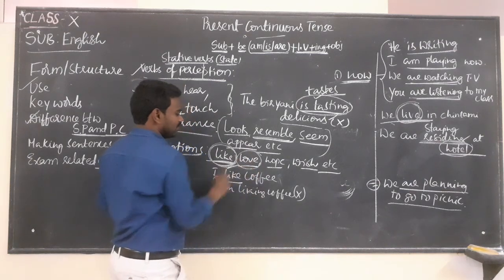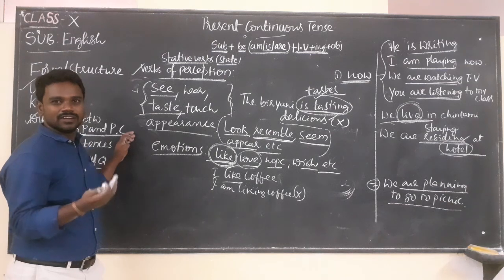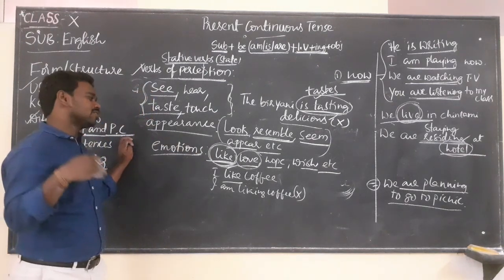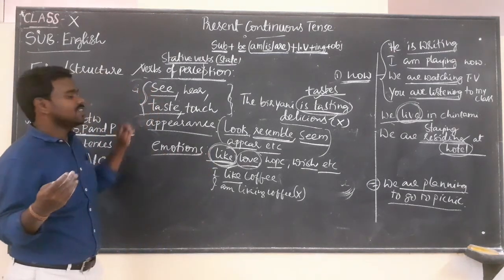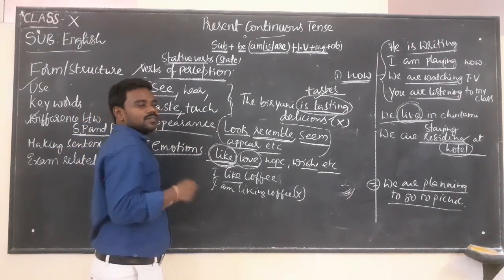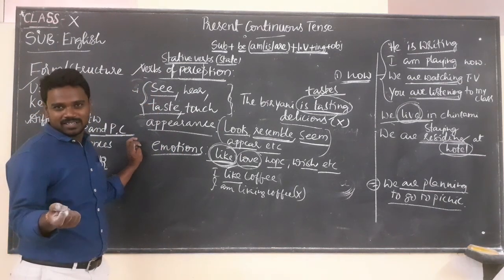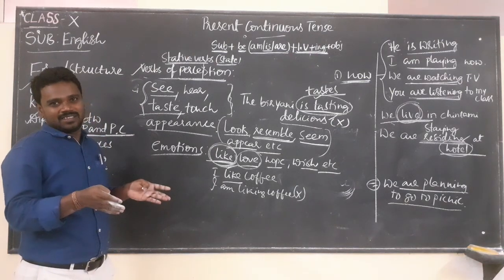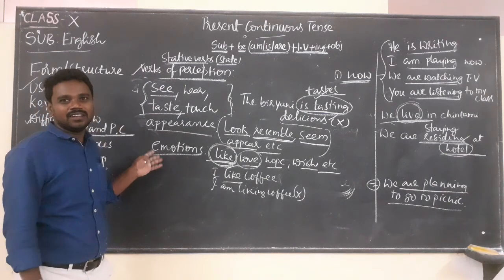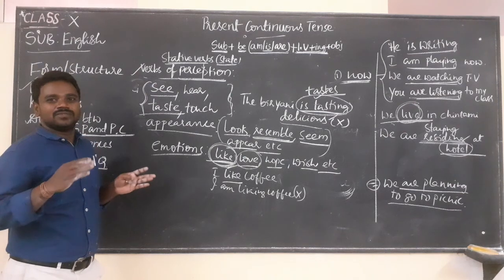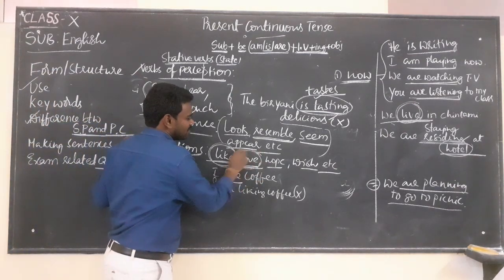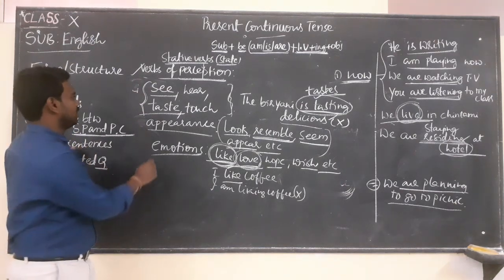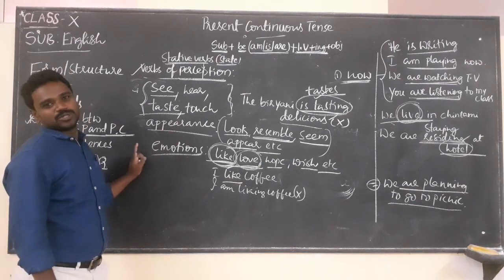Now for example, love. I love my father. The feeling of love towards your father is eternal. It's forever. So when we talk about such feelings, such emotions, we have to use simple present tense, but we should not use present continuous. For example, if I say I am loving my father, that means at the time of speaking, it is temporary. So tomorrow you don't love, or you didn't love yesterday, right? But I love my father is a feeling that is forever. So we have to use simple present tense, not present continuous tense. So here: perception, appearance, emotions.